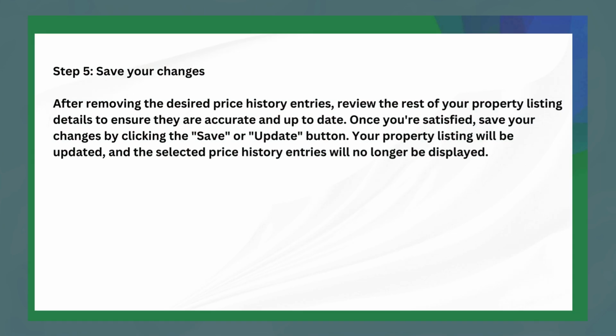The last step is to save your changes. So after removing the desired price history entries, review the rest of your property listing details to ensure that they are accurate and up to date. So once you are satisfied, save your changes by clicking the save button or update button. Your property listing will be updated and the selected price history entries will no longer be displayed.